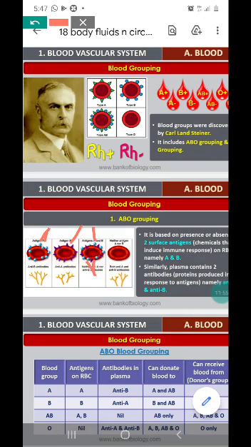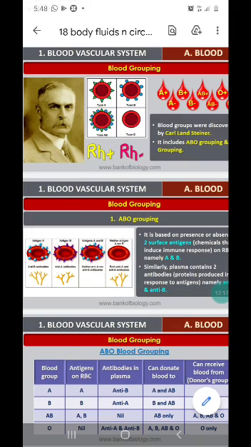And see the last one, on the surface of RBC there is no antigen at all. So what group will these people belong to? They will belong to a group called O group. O group means zero group, nothing actually, is O group.